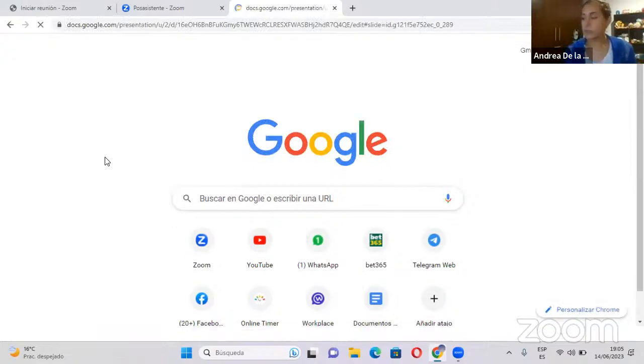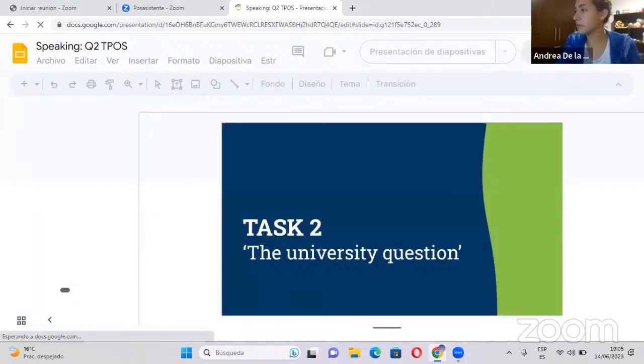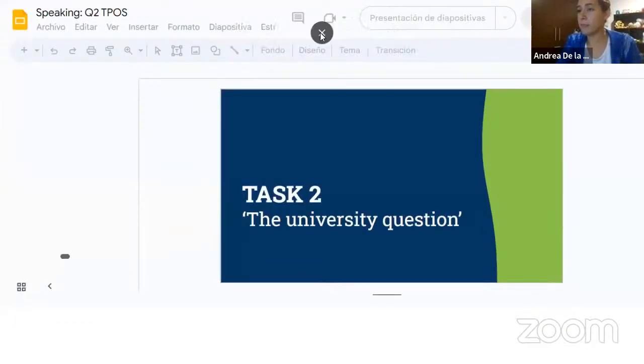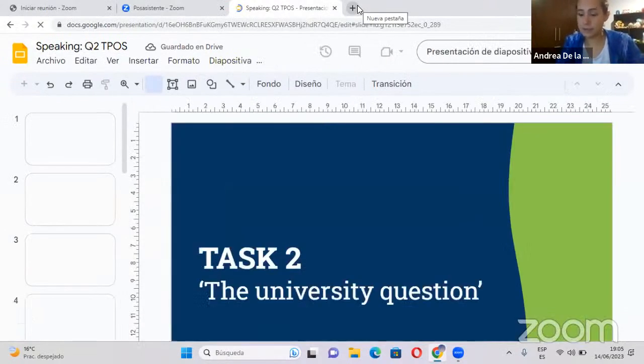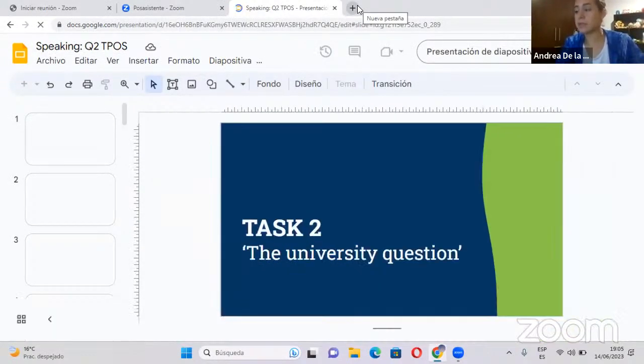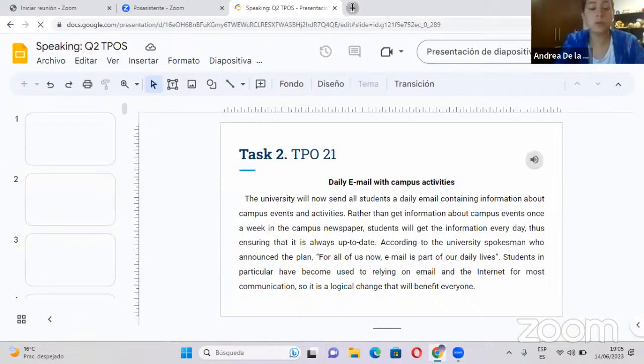So let's see. Remember for this question, you have to first read the text, read the announcement or the letter. Then you have to listen to the conversation, and then you gotta summarize everything, right? Focusing on the student's opinion and his or her reasons.